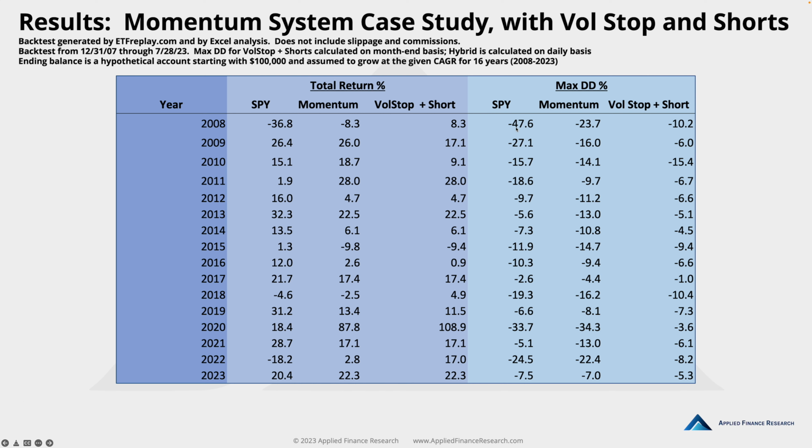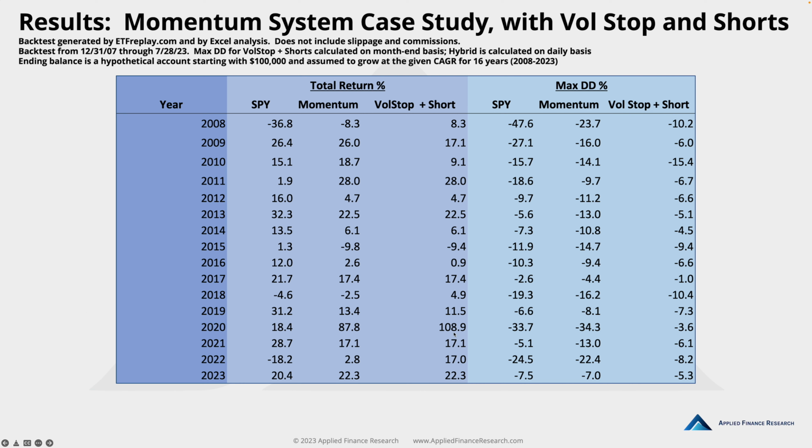The maximum drawdown for the S&P that year was 47.6%. Momentum system, only half of that, minus 23.7. And then volatility stops and shorts, we get another reduction basically in half, minus 10.2. So we see some big defense here in what was otherwise a really disastrous year for the markets.